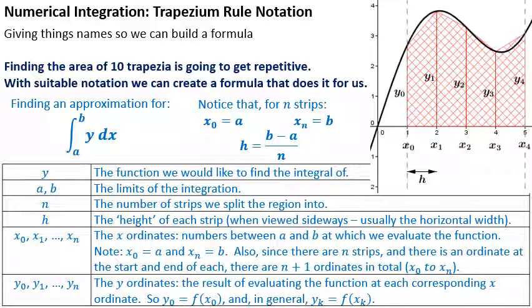They'll tell you to use 4 strips or 8 strips. And often, for Edexcel, they also provide you with a table to make it easier to structure your answer, to put your x ordinates and your y ordinates in together. h is the height of each strip, but we're looking at it sideways, so that's the horizontal distance between any x ordinate and the next one. And then we've talked about the x ordinates and the y ordinates themselves.